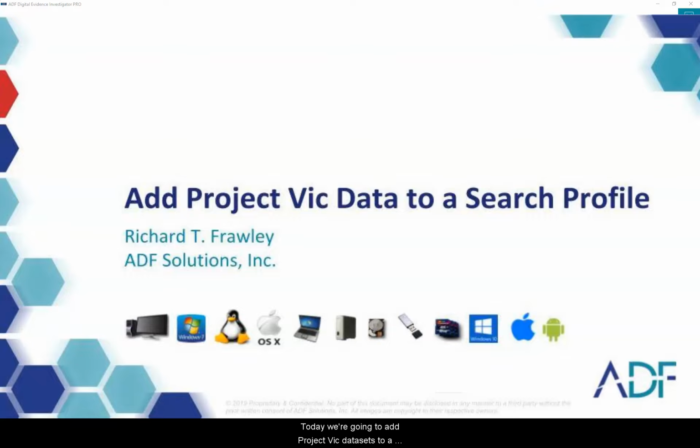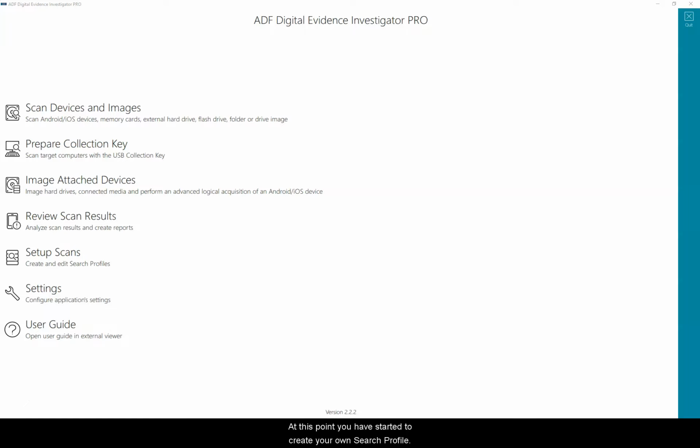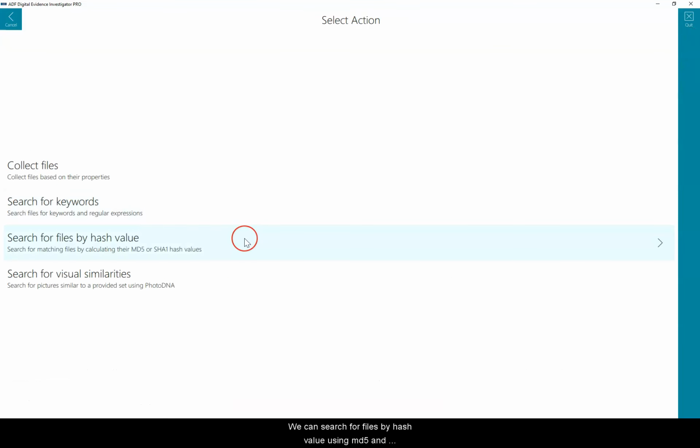Today we are going to add Project VIC datasets to a search profile. At this point, you have started to create your own search profile, and you want to add your own unique hashes. We can search for files by hash value using MD5 or SHA-1 hash values.